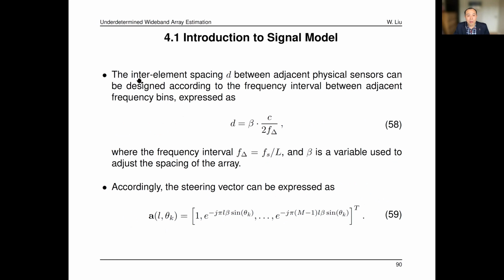And then the inter-element spacing D between adjacent physical sensors can be designed according to the frequency interval between adjacent frequency bands. There's a beta to adjust the spacing. Basically, D can be any spacing you like, but by doing this, we just reduce this to a factor beta. And then you substitute this into that formulation, then you will find out the steering vector for frequency bin L is given by this. It's a uniform linear array, okay? And if beta equals 1, then all are integers, right? So L will be an integer.